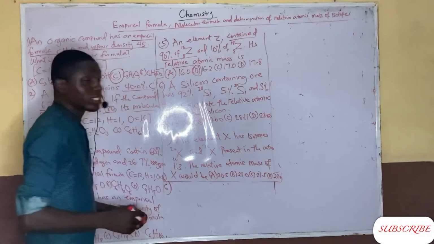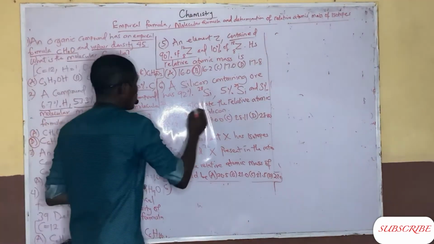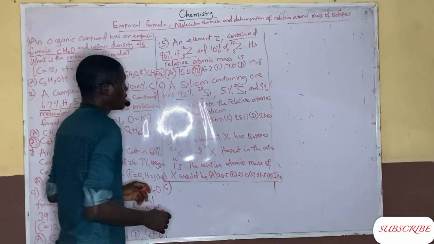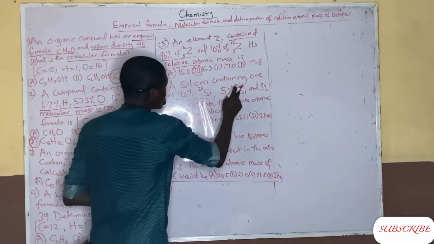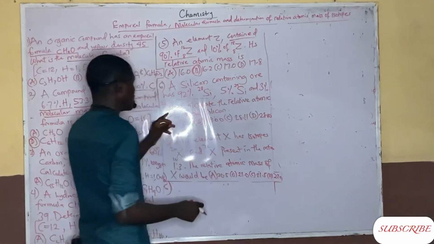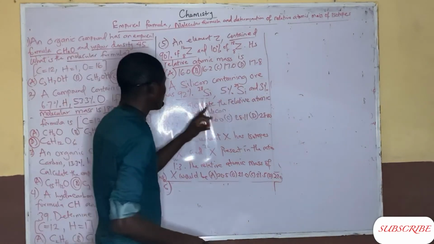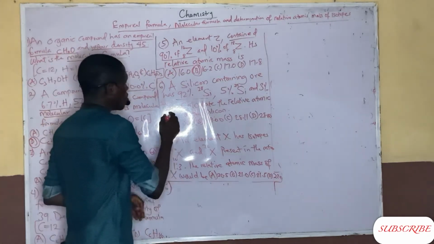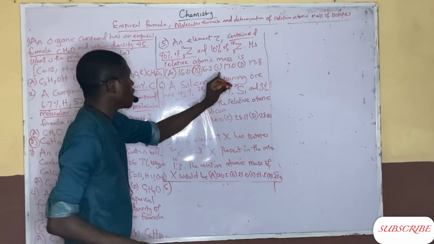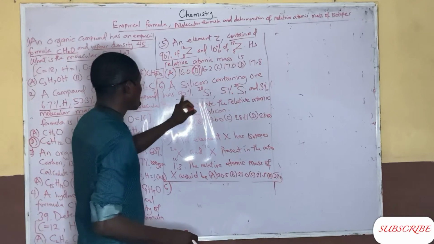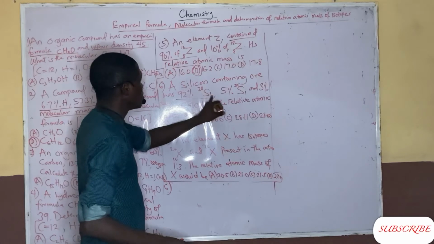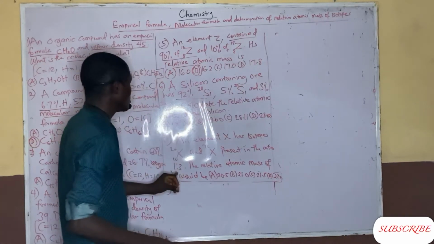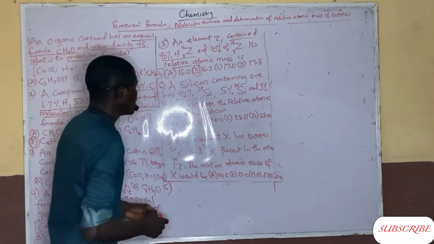So question number 6. A silicon-containing ore has 92% silicon-28, 5% silicon-29, and 3% silicon-30. Calculate the relative atomic mass of the silicon. We are told that the silicon contains 92% silicon-28, 5% silicon-29, and 3% silicon-30. Calculate the relative atomic mass.